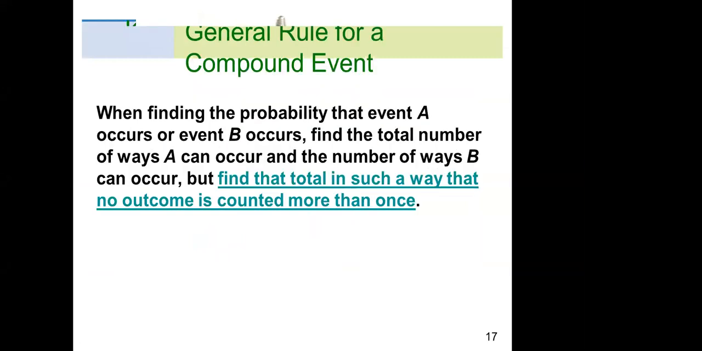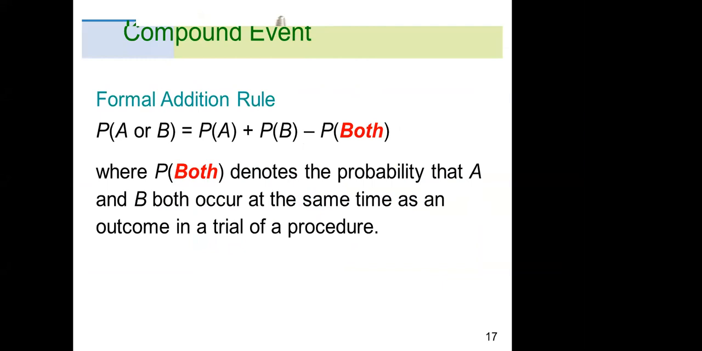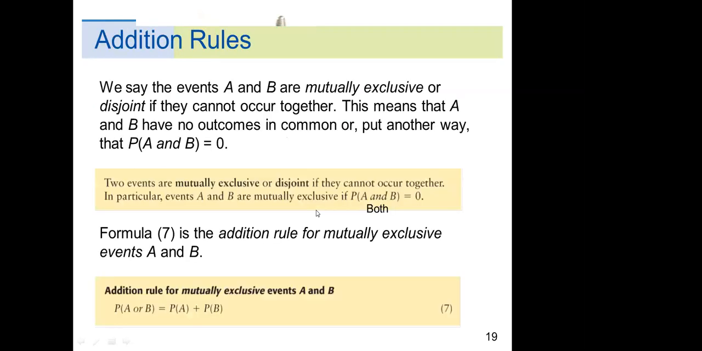When we find the probabilities, all right, of an OR situation, we add the ways that A can happen with the ways that B can happen, but we don't want to double count, all right? Here's the formal addition rule. Probability of A happening first, or I'm sorry, probability of A or B happening. You take the probability of A, you add the probability of B, and you subtract any double count, right? Probability of both denotes the probability that A and B occur at the same time. And I'll show you in a minute what that means.